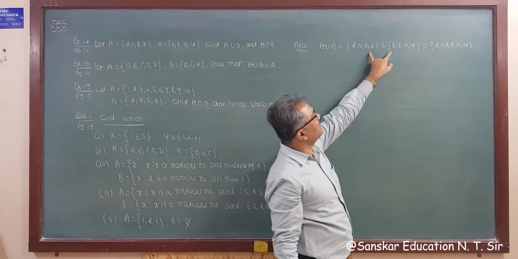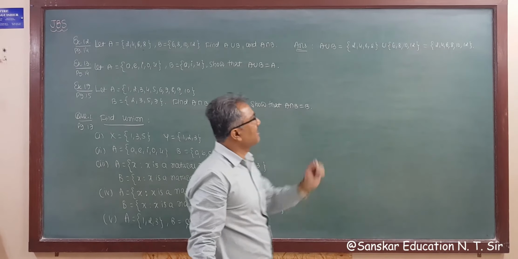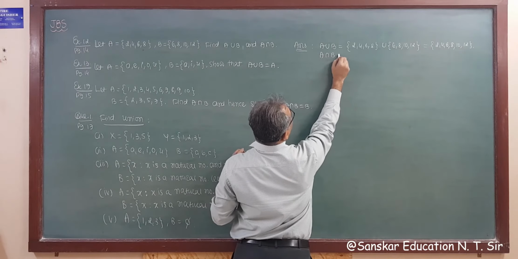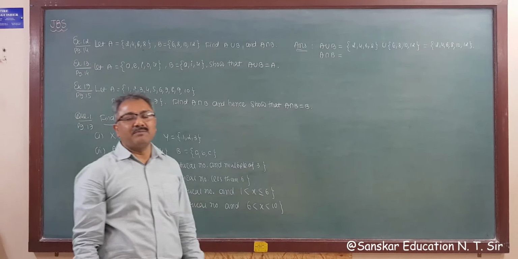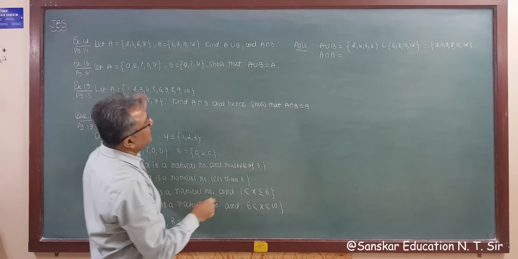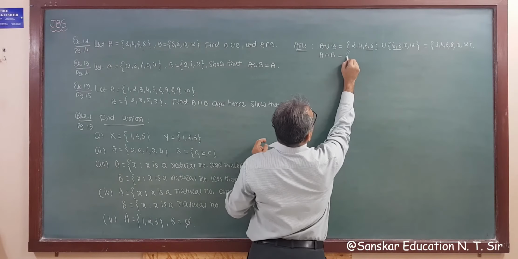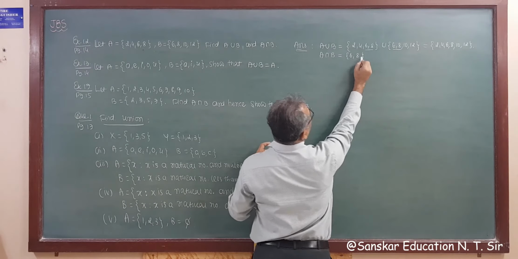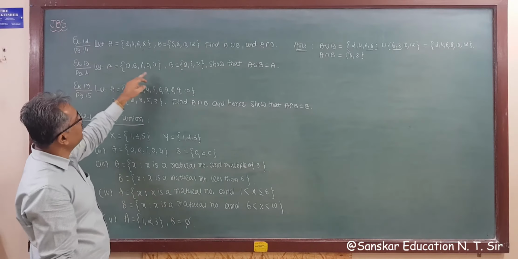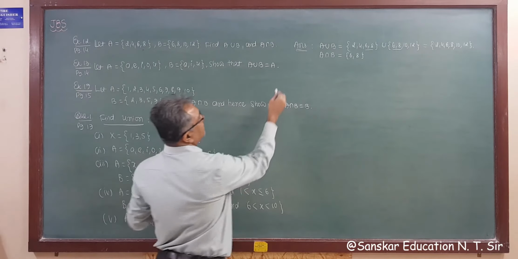No need to write these also. You can write directly 2, 4, 6, 8, 10, 12. And A intersection B means all the common elements. The common elements in A and B are 6 and 8. So A intersection B is {6, 8}. Okay? Got it?